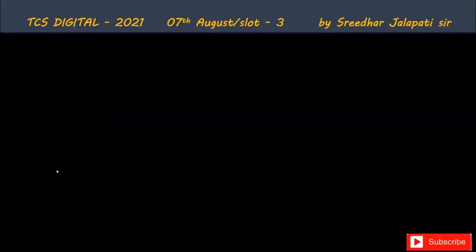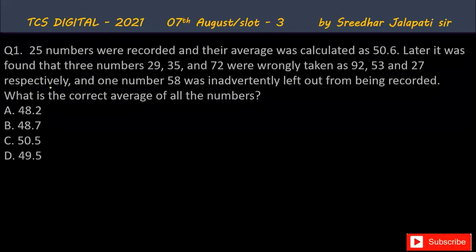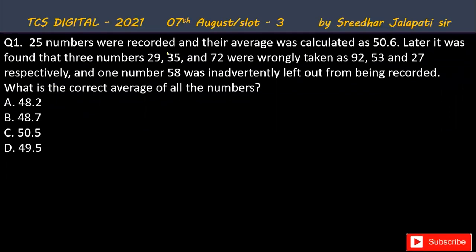Here is the solution for question number 1. 25 numbers were recorded and their average was calculated as 50.6. Later, it was found that three numbers 29, 35 and 72 were wrongly taken as 92, 30, 53 and 27 respectively. And one more number 58 was inadvertently left out from being recorded. What is the correct average of all the numbers?